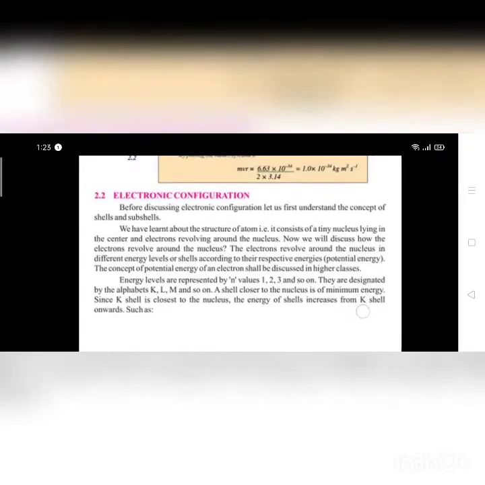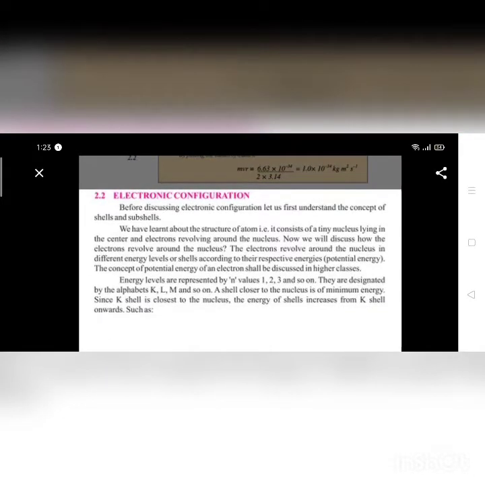Our next topic is electronic configuration. Electronic means electrons, and configuration means arrangement of electrons around the nucleus in an atom, in shells and subshells.